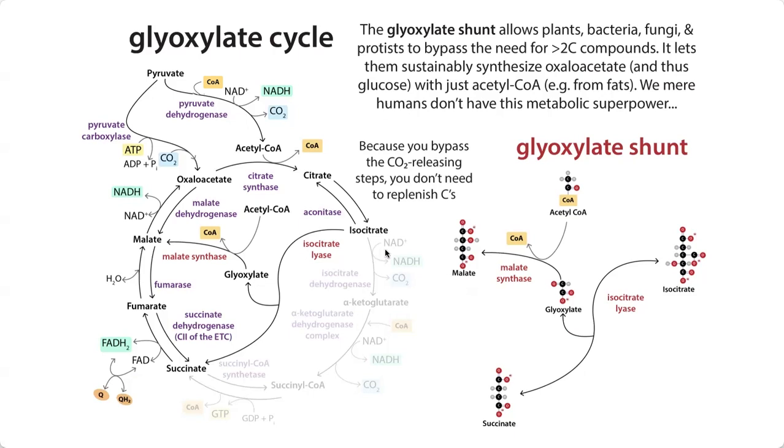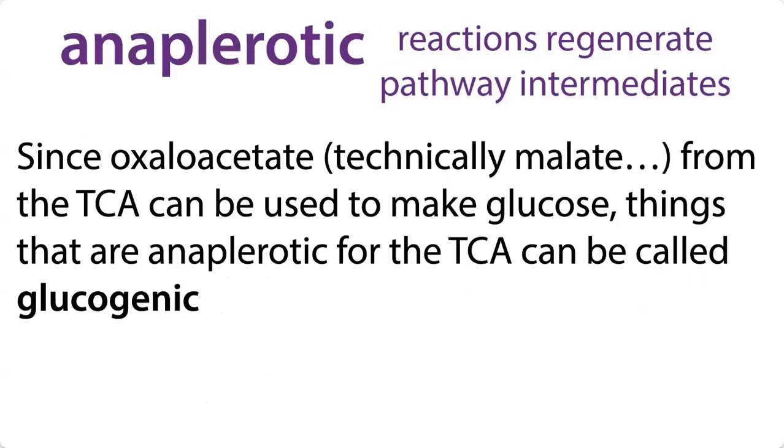And the reason you're doing this is because it allows you to bypass those steps at which you were losing the carbons. You're also therefore bypassing the steps at which you were generating most of your energy. However, this is used anabolically in order to keep making malate and oxaloacetate so that you can do things like keep making your glucose. But again, this is not a pathway that we have. And so therefore, in order for something to be anaplerotic for us, we have to add things that are greater than 2 carbons.